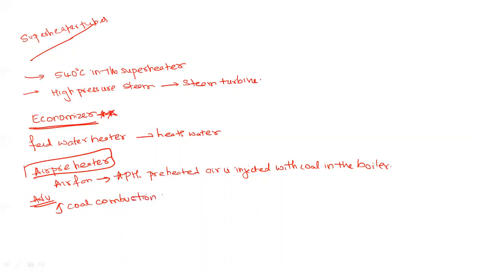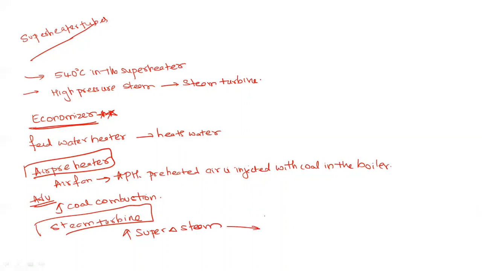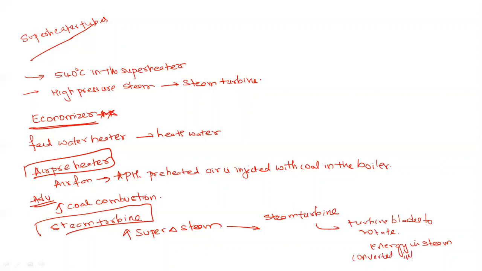Now, note down about the steam turbine. Steam turbine heading. High pressure superheated steam is fed to the steam turbine, which causes the turbine blades to rotate. First, energy in the steam is converted into mechanical energy in the steam turbine, which acts as a prime mover to generate electricity.